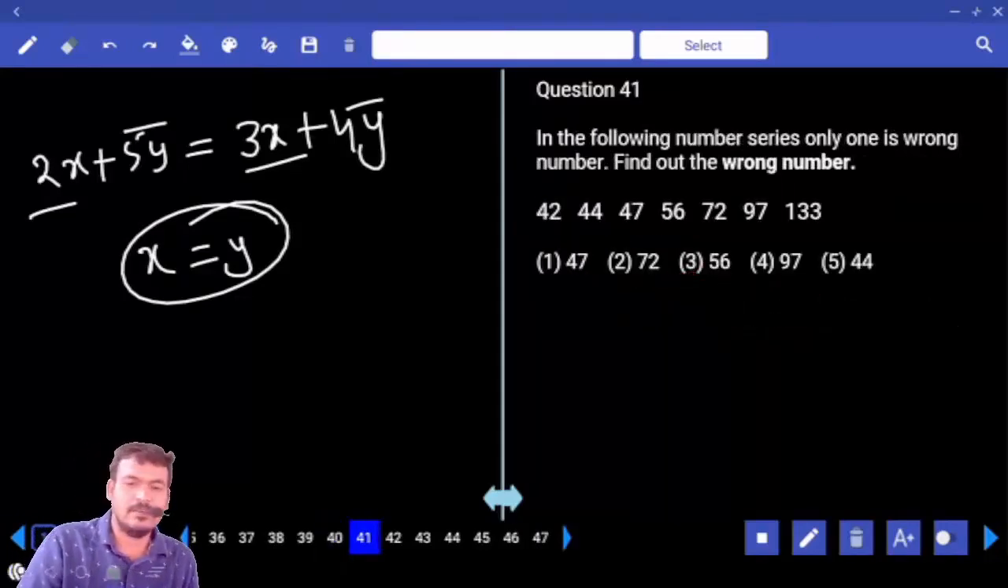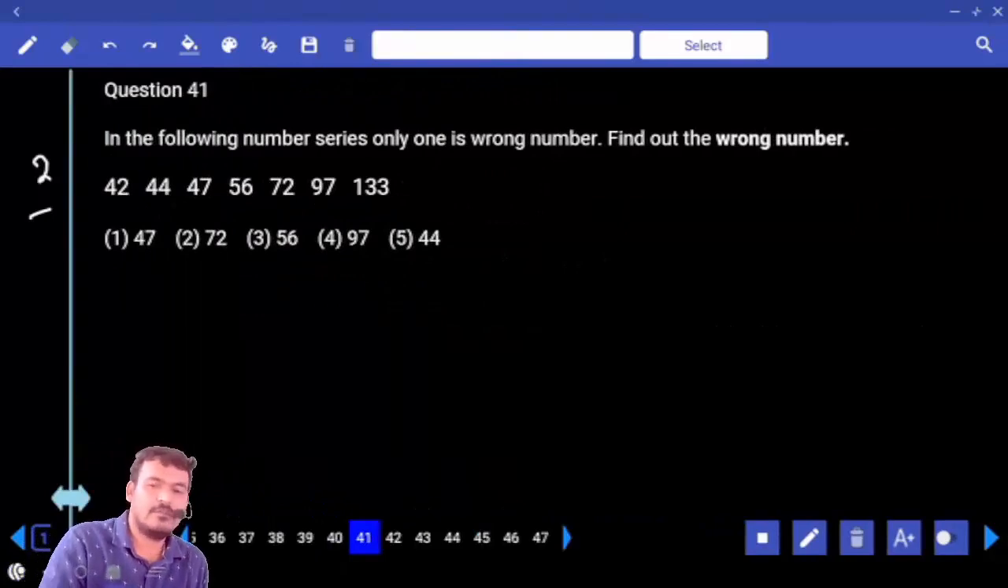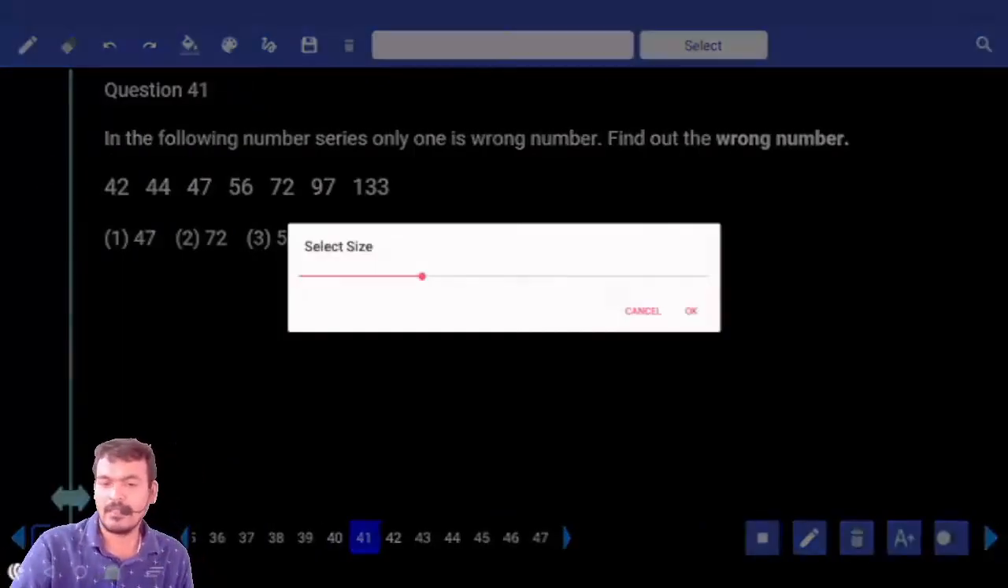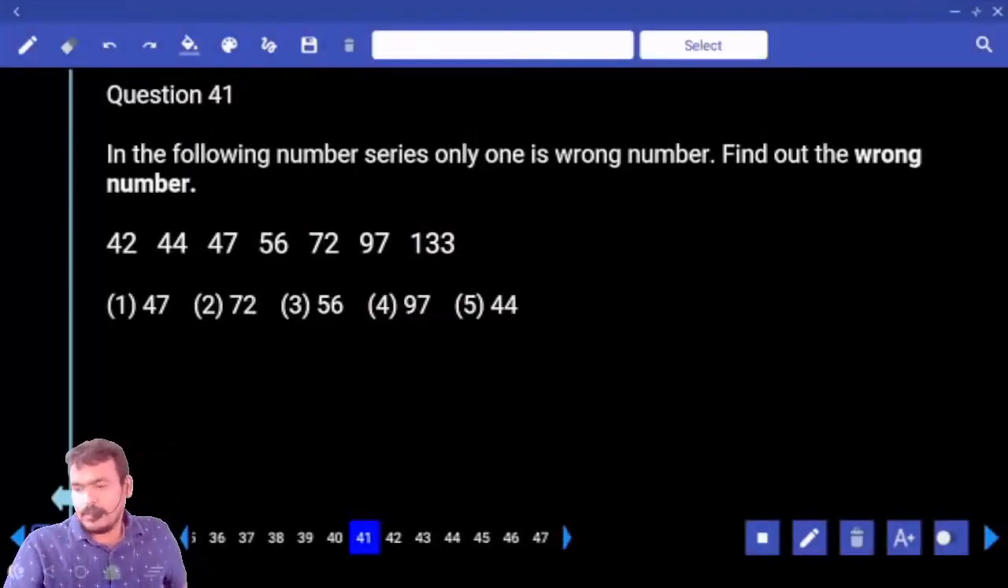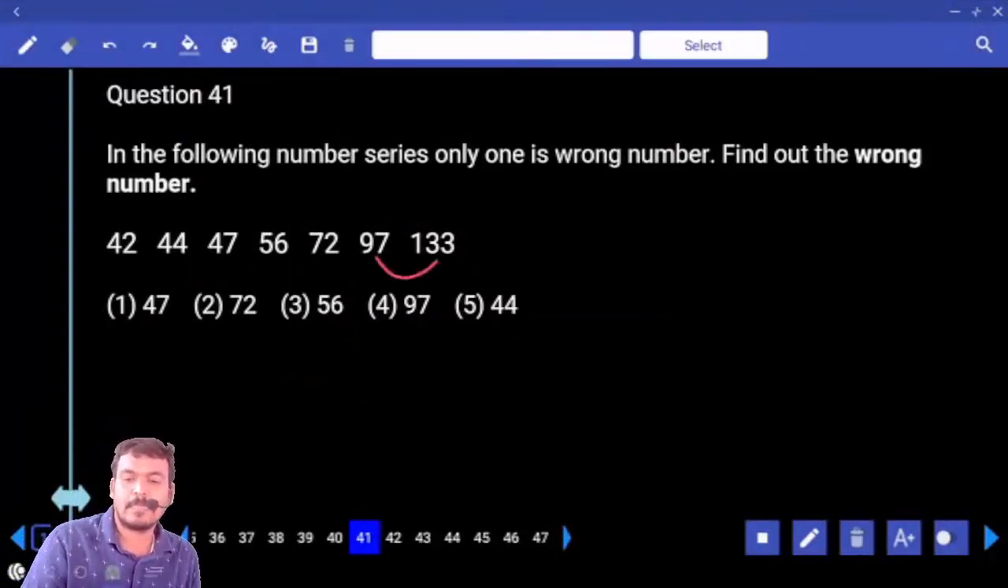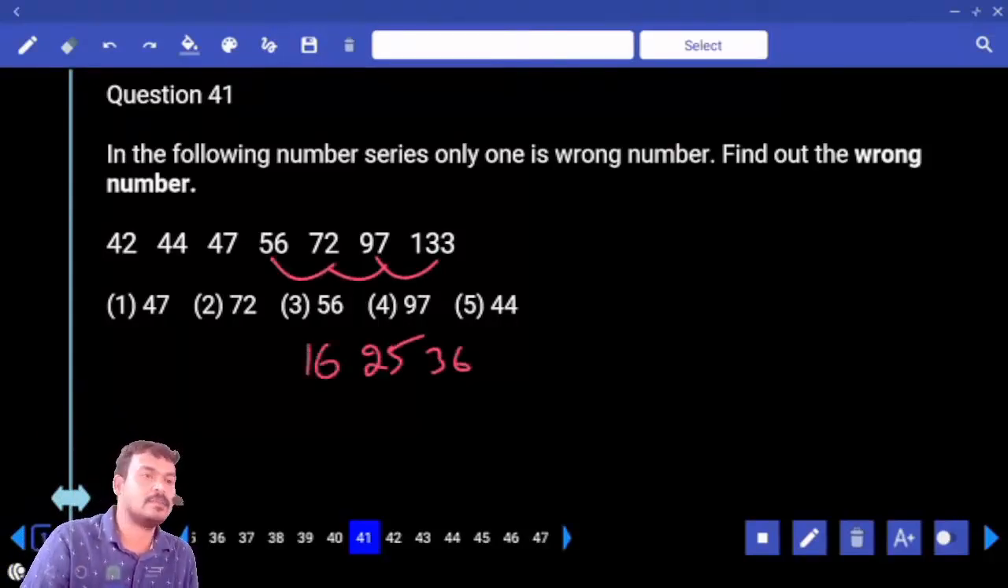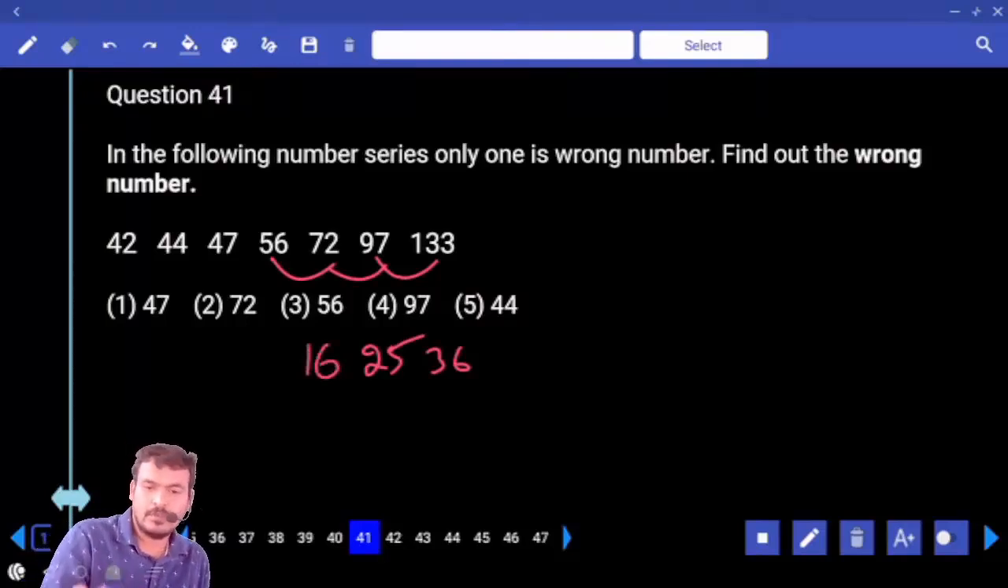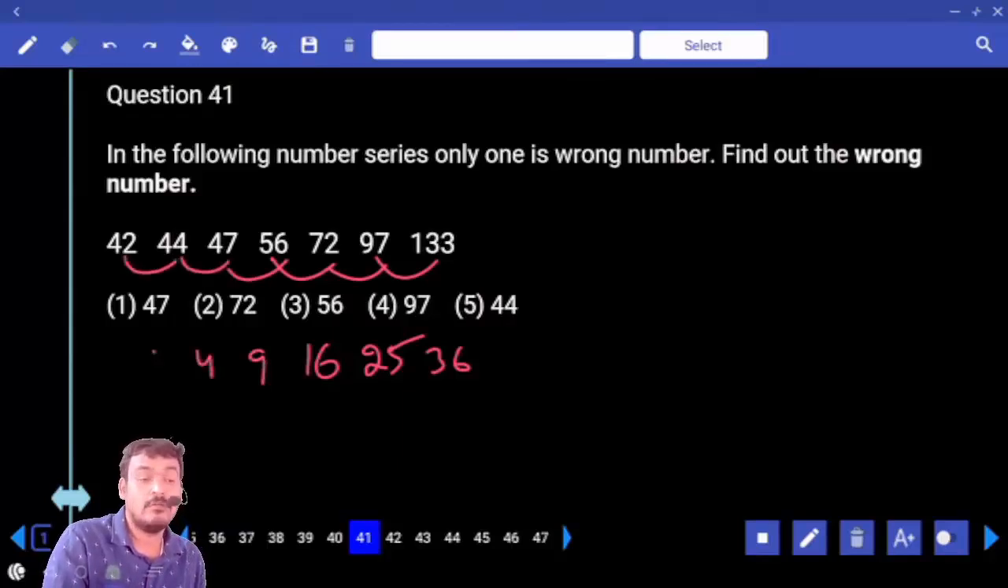Next, 41. Wrong number series. What is the last one difference? 36. Last two, 25, 16. All are squares or cubes? Squares. What is the previous one? 9. Previous one? 4. Previous one? 1 or not? 42 plus 1, 43. Wrong number?